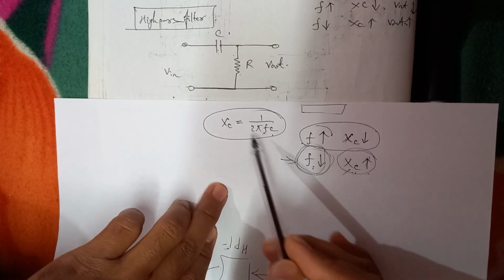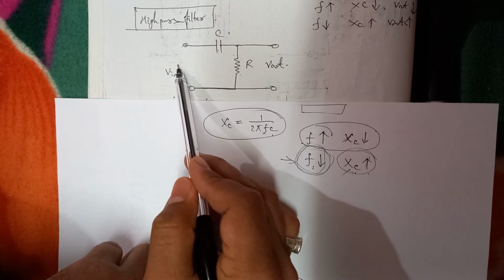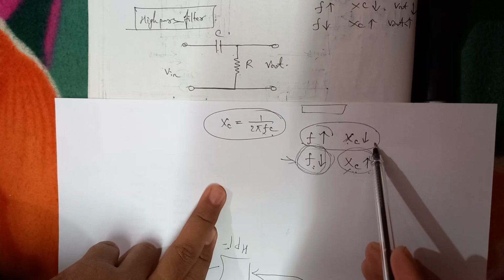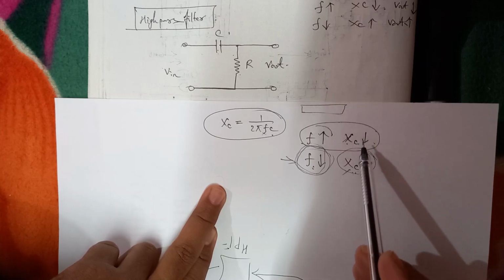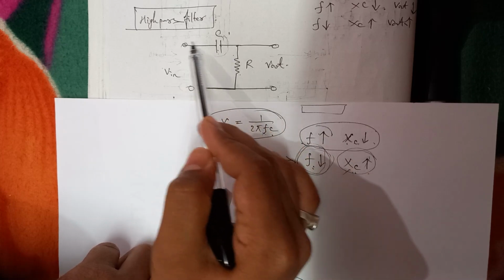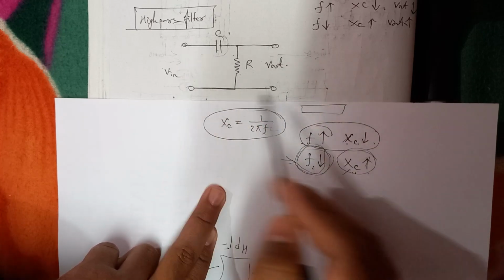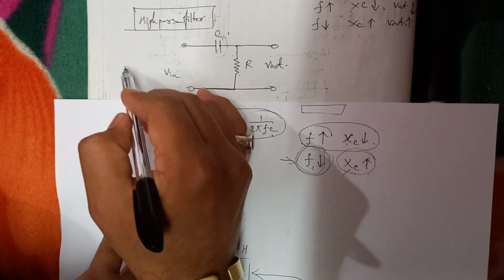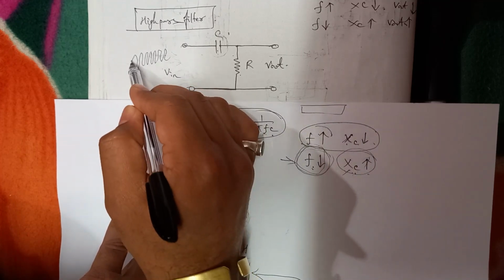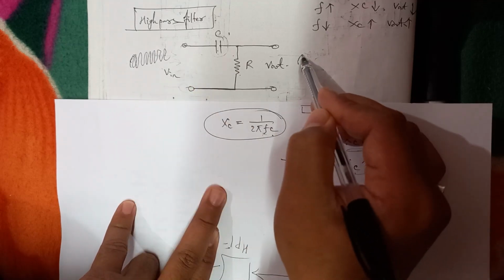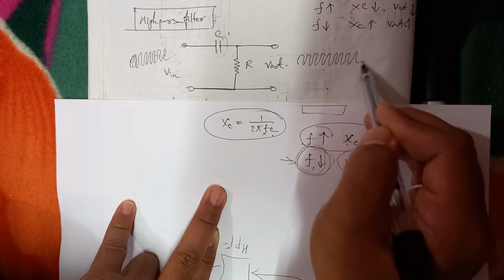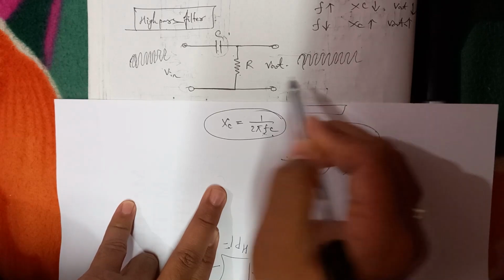And what happens if a higher frequency comes from here? Then capacitive reactance will be low. Capacitive reactance will be low. So it gives a minimum resistance and all the current, all the voltage will be given outside. So if a higher frequency, higher frequency means the maximum number of cycles is supplied, then all the signal will be out, with the same amplitude.